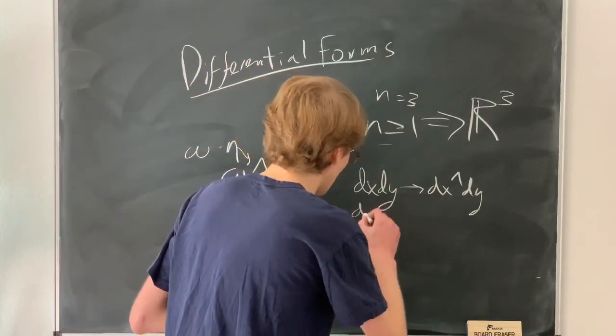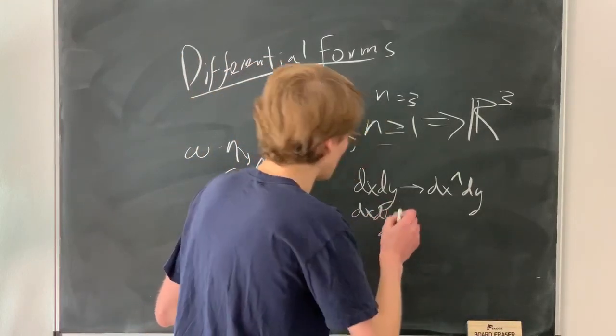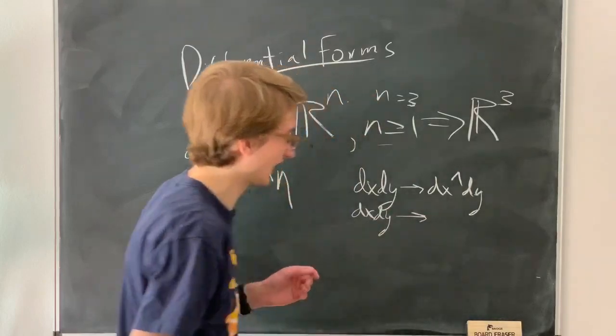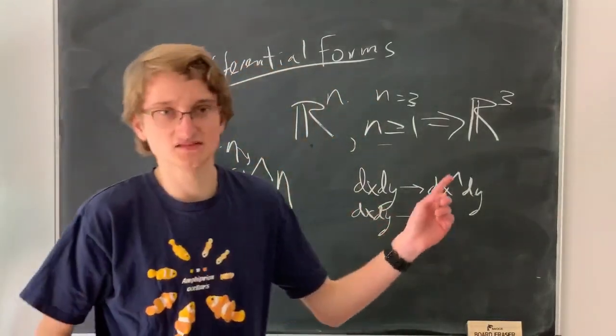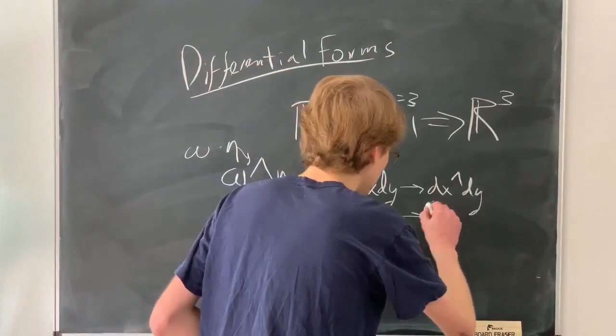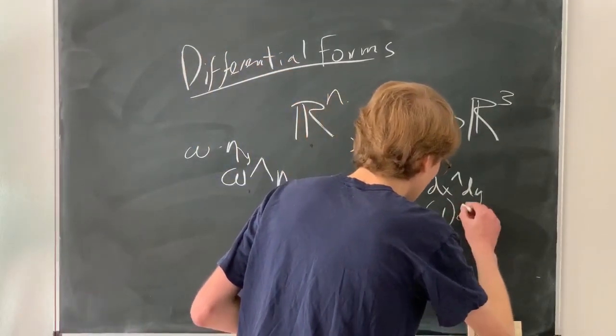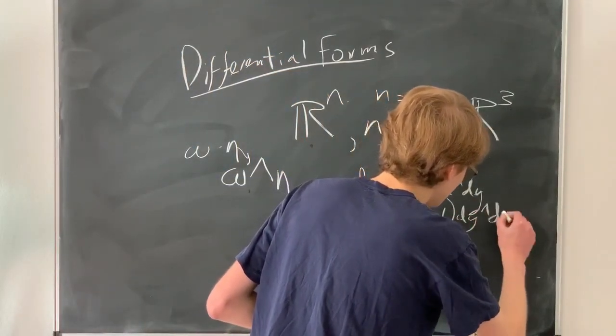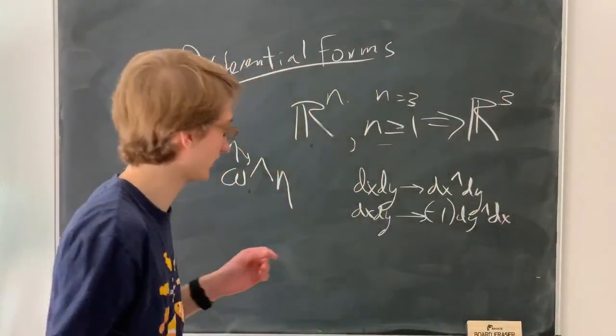Another important property is anti-commutativity. dx times dy is not dy times dx. Kind of like the cross product, what you can say is this is going to be -1 times dy wedge dx. So that's an important thing.